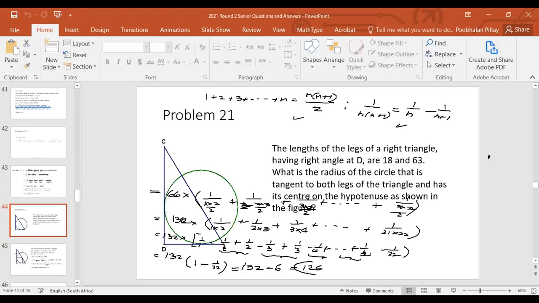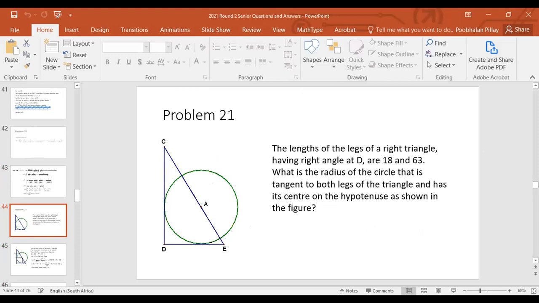All right, we are now at problem number 21. Problem number 21 is a nice geometry problem. What you have here, the lengths of the legs of a right angle triangle are 18 and 63. So, all right, you've got a right angle triangle and the lengths are 18 and 63.